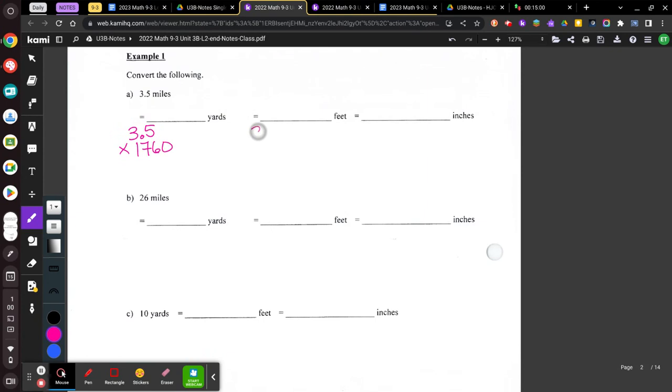Okay, we start with the same number every time. 3.5, 3.5. Now, miles is at the very bottom. If he wants to convert to anything above him, he's always going to be multiplying. So if I want to go miles to yards, we're going to do the exact same thing here. Miles to yards is times 1760.